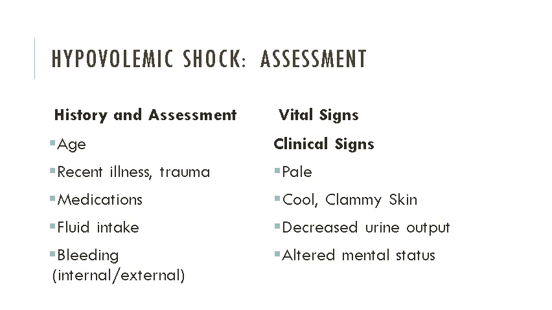Hypovolemic shock assessment. If someone's in hypovolemic shock, we're going to get a very thorough history. We need to know their age, any recent illnesses, any recent traumas, what medications they're taking. Specifically, we're going to pay attention to those diuretics. Fluid intake, any bleeding, internal or external bleeding that they're aware of or that we noticed. We're going to look at their vital signs and their clinical signs. Do they look pale? Does their skin feel cool or clammy? Do they have decreased urine output? Do they have any changes to their mental status?